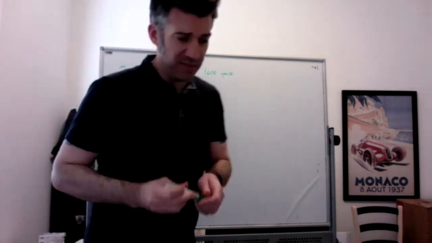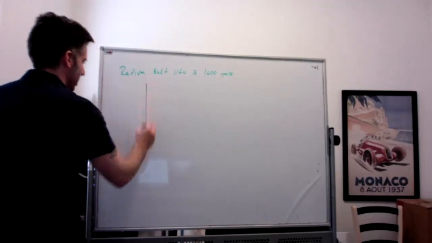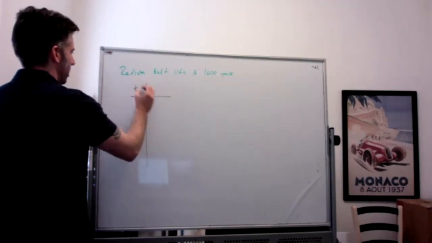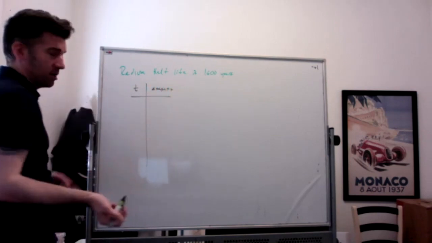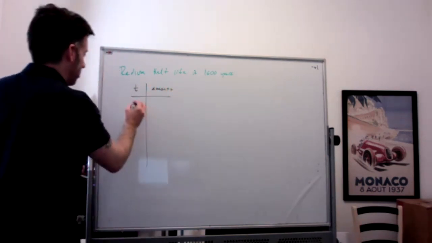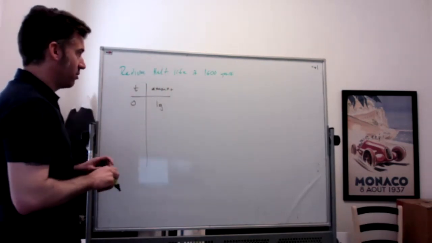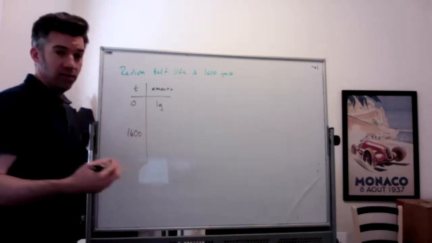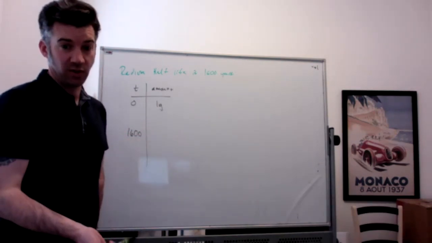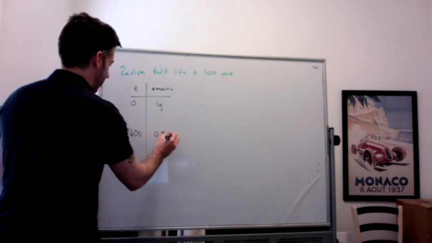Okay, so here's what that means for us. It means that, and I like to make a little table, time and then amount. So we know that at the beginning, time equals 0, we have 1 gram of radium. And then we also know that 1600 years later, well, 1600 years is a half-life, so we're going to have half the amount we started with, 0.5 grams.